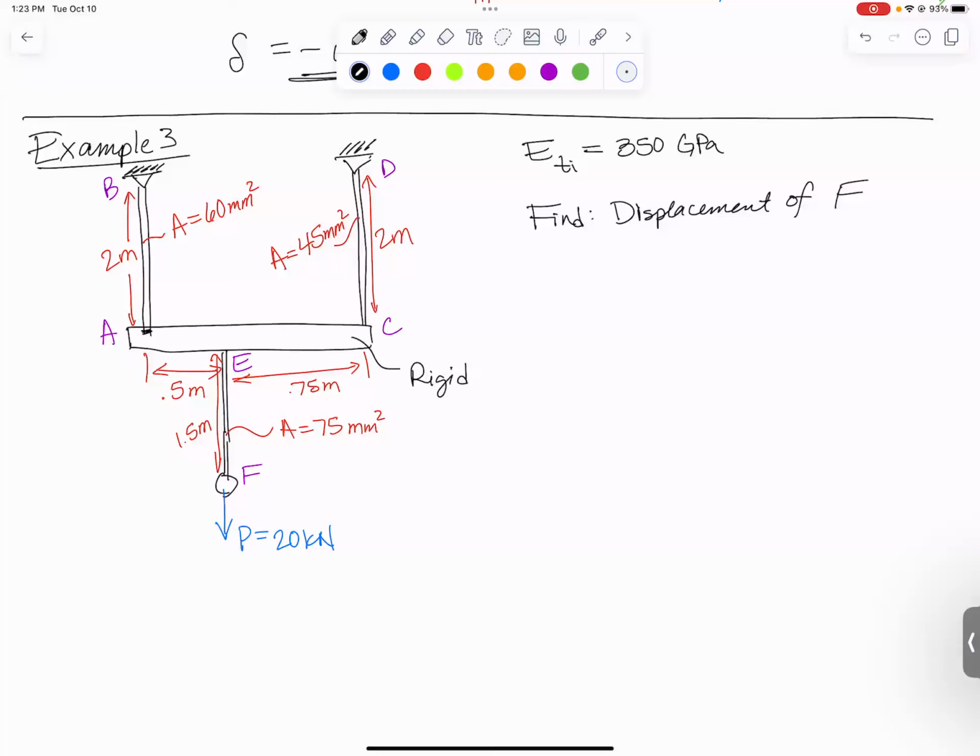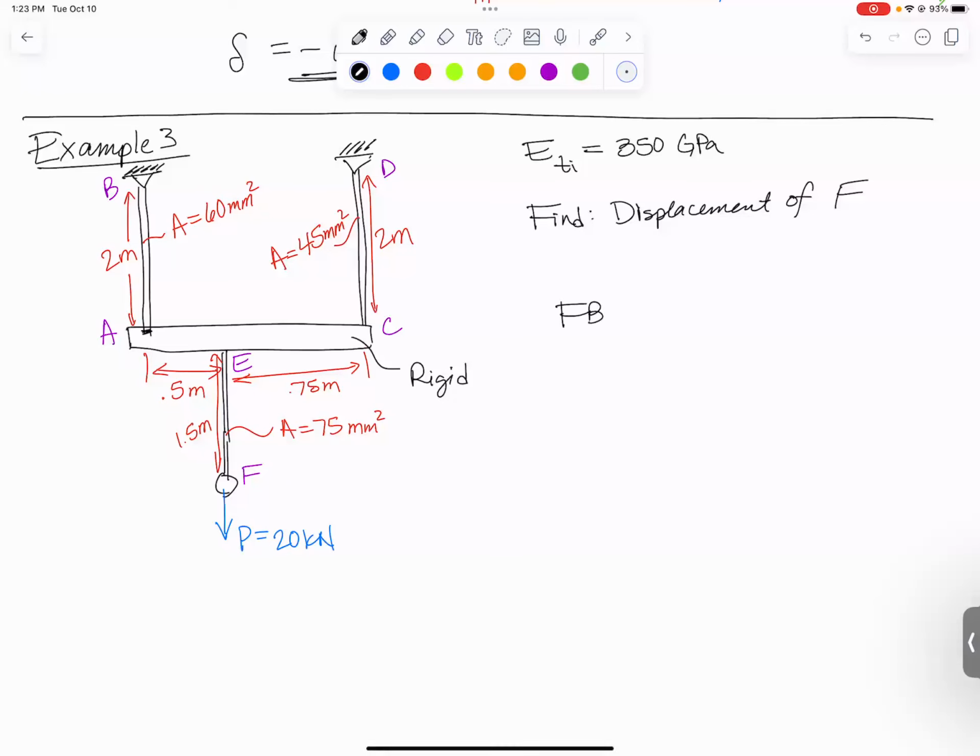Then, once we figure out the force in all three of the wires, we can figure out the length change of the individual wires, and then we will probably need a little bit of geometry to finish this up. Points A and C are both going to move down, probably not by the same amount, which means AC might rotate a little bit. So we may need some geometry to figure out where E is going to end up. And then finally, we'll have the additional length change of wire EF. So let's take this one step at a time.